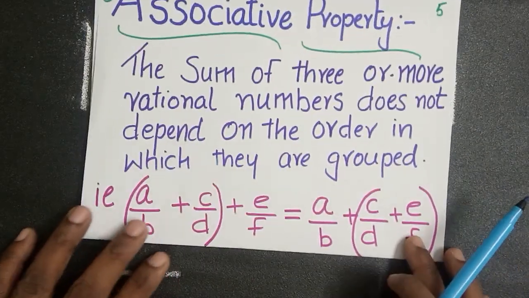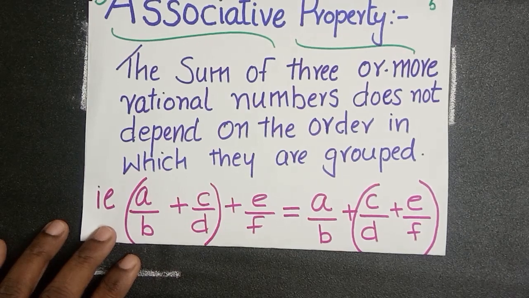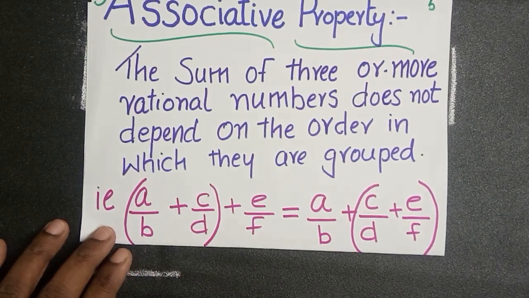See, when we add more rational numbers, we cannot add 3, 4 together. So what we do, we take first two, add them. To that you add the next rational number. If you have 4 or 5, what we do, first you add 2. That sum will be added to the third one. That sum will be added to the fourth one. Or you can make groups of 2, 2.